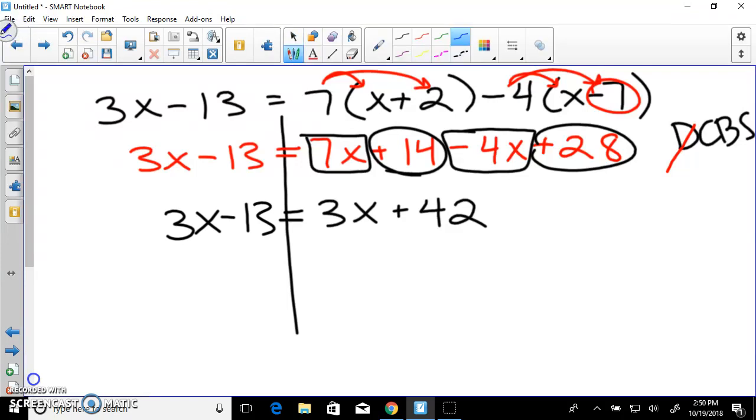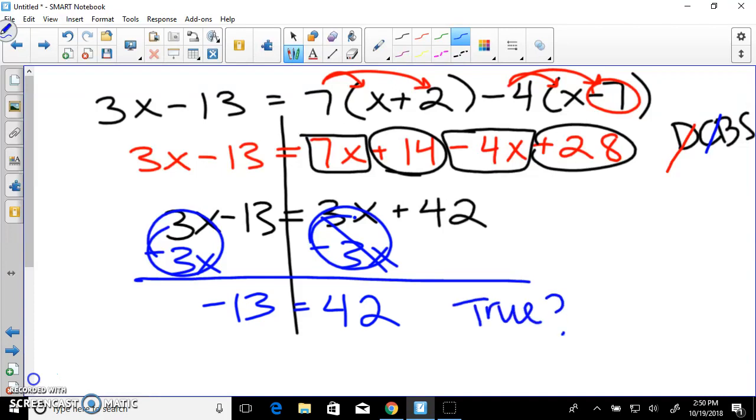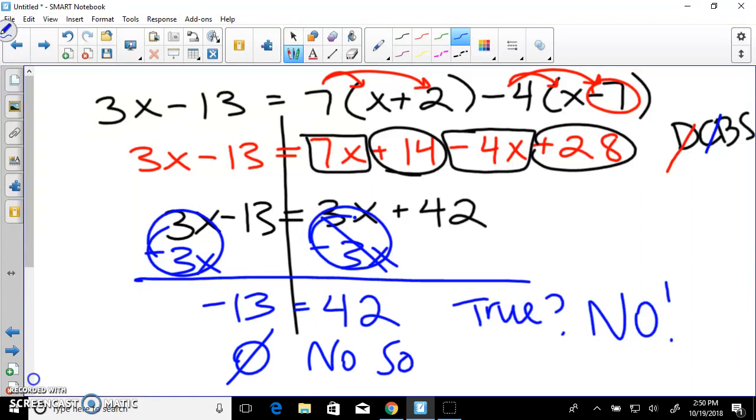Okay, bring all variables to one side. So let's take away 3x on both sides. Okay, we got a weird answer, so we need to ask ourselves, is this true? No, it's not true. So we would say no solution. And again, you might see it written as that symbol. No solution.